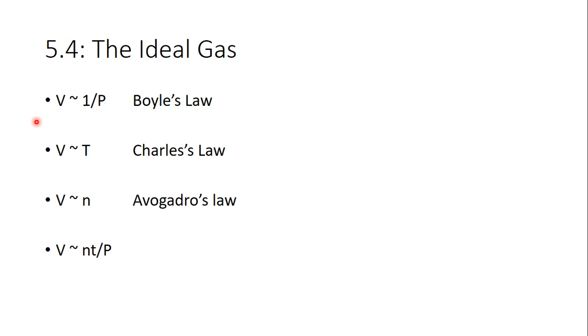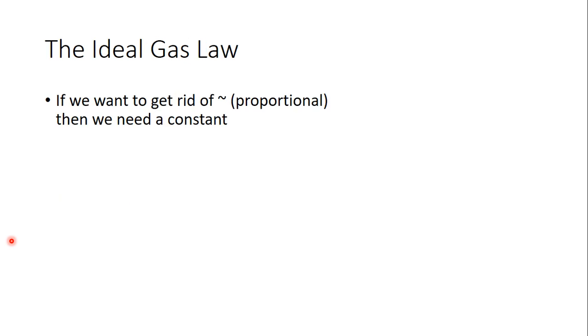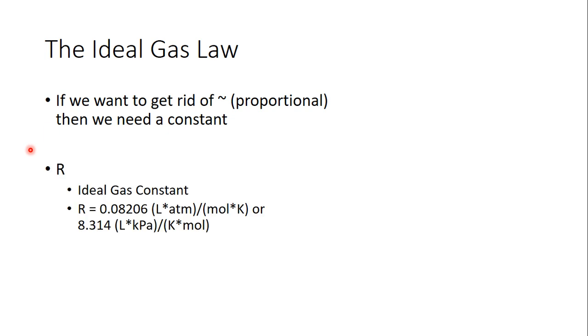And if we put all these together, you see we have volume all on one side. We can say volume is proportional to number of moles multiplied by temperature divided by pressure. Now, we don't want that proportional sign because we can't do math with proportions. We can only do math with equal signs. So to get rid of this proportional sign from the last slide, we need some kind of constant. And we're going to use what's called the ideal gas constant.